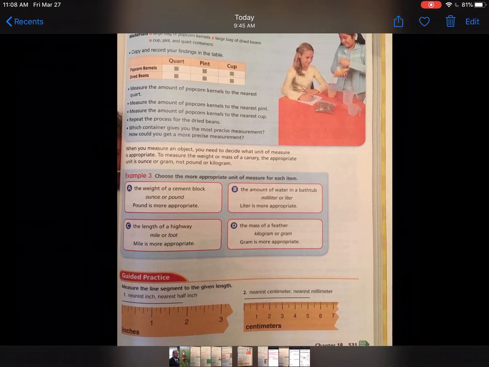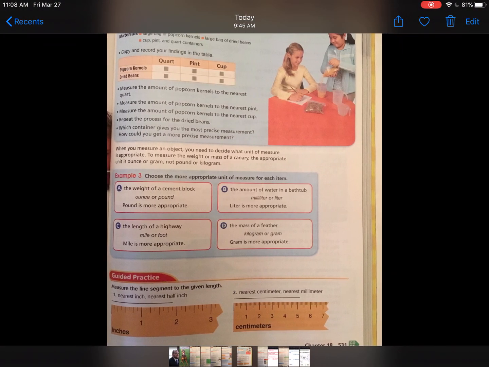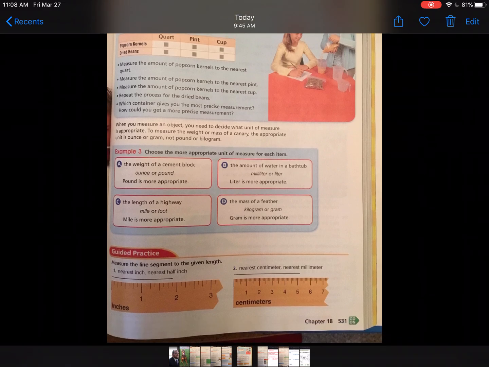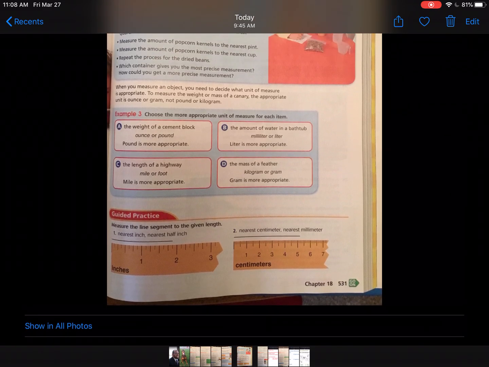Okay, so on the next page, we are asked to choose, we're going straight to example 3, choose the most appropriate unit of measure. So the weight of a cement block, and we're given the choice of ounces or pounds. Well, cement blocks are pretty heavy. I would probably want to use pounds instead of ounces. The amount of water in a bathtub, milliliters or liters? Liters are more appropriate, okay?